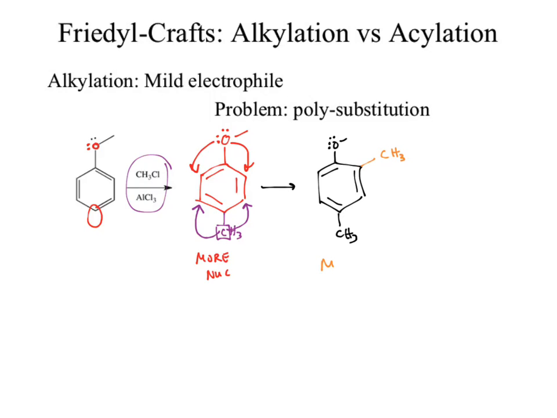It is even more nucleophilic, which means it goes again. Okay? This is a massive issue with our Friedel-Crafts alkylations. It is very common to get polysubstitutions, multiple substitutions, because every time you put a methyl group on the ring, what happens? It becomes even more reactive and more likely to continue the reaction. Is there a way to stop it?